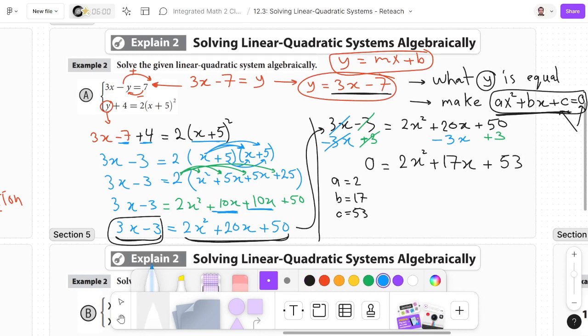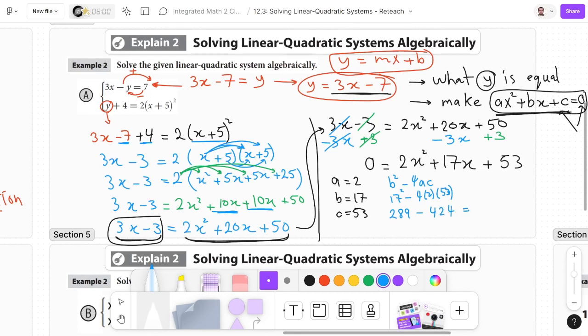So now let's use the discriminant. The discriminant is b squared minus 4ac. Okay? So b squared is equal to 17 squared minus 4 times a, which is 2, times c, which is 53. You can use a calculator for this: 17 squared is equal to 289, minus 4 times 2 times 53, which is 424.